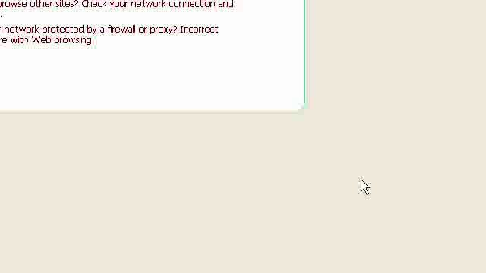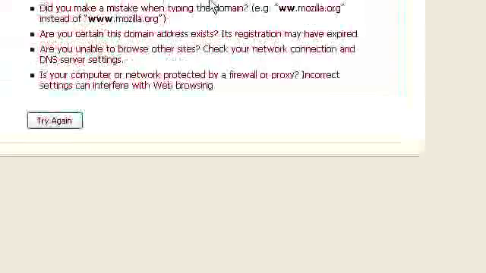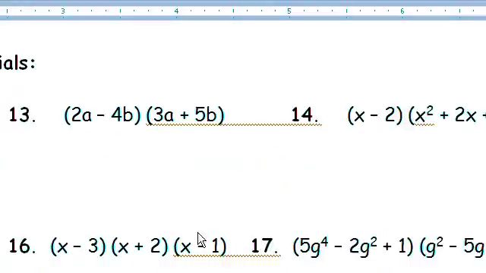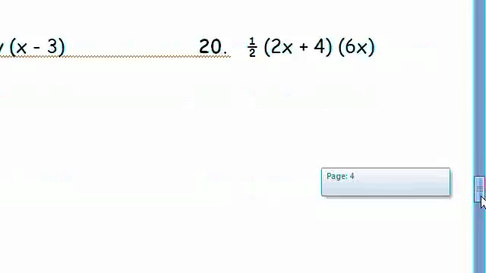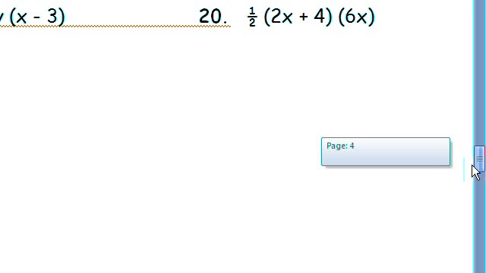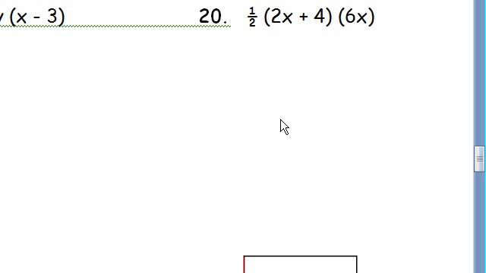Dictionary.com. Oh, looks like the internet's down. That's great. Okay. Anyway. Oh yeah, we were gonna look up the etymology of polynomial.